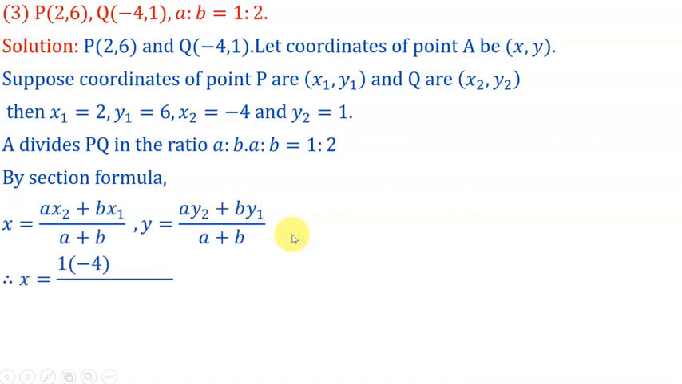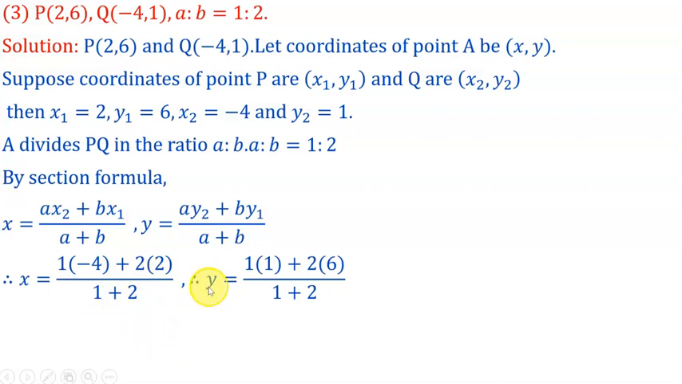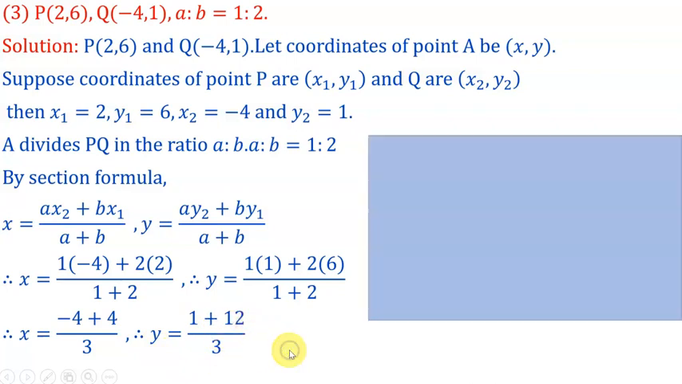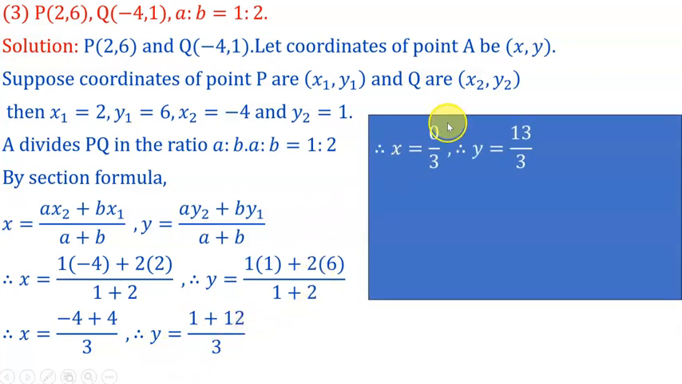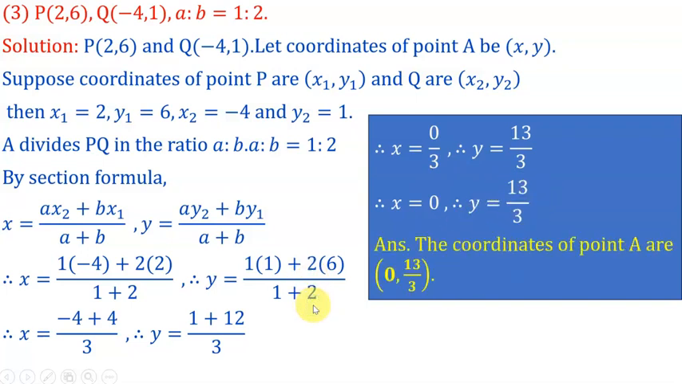Section formula इथे लिहिणार. नंतर व्हॅल्यू सबस्टिट्यूट करणार, 1 into minus 4 plus 2 into 2 upon 1 plus 2 and y is equal to 1 into 1 plus 2 into 6 upon 1 plus 2. Then finally you will get here minus 4 plus 4 upon 3, y is equal to 1 plus 12 upon 3. Hence x is equal to 0 upon 3 and y is equal to 13 upon 3. Therefore, finally x is equal to 0 and y is equal to 13 upon 3. Hence the coordinates of the point A are (0, 13/3). Next example.